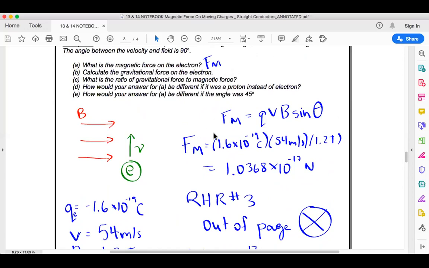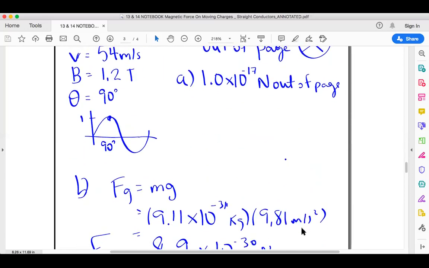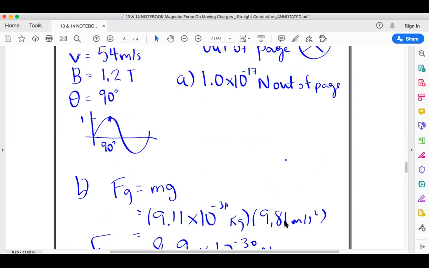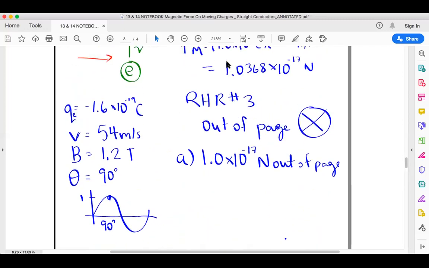Calculate the gravitational force on an electron. Well, we know gravitational force is mass times gravitational field strength, and we get 8.9 times 10 to the minus 30 newtons. So what A and B are just getting at is look at the relative size. The force of gravity on an electron is much smaller, orders of magnitude smaller than the magnetic force.